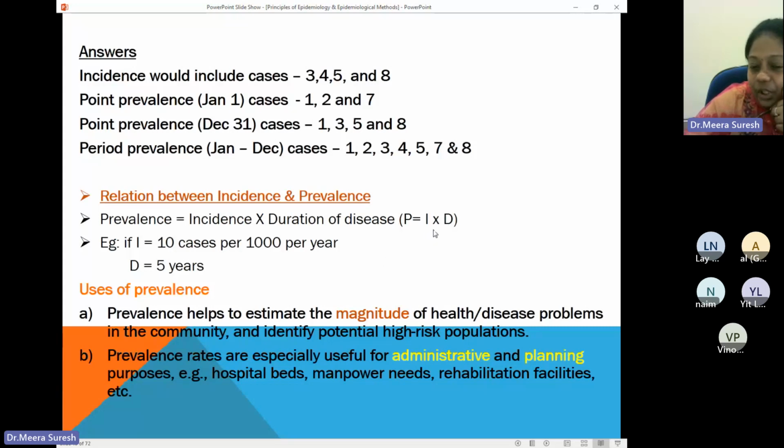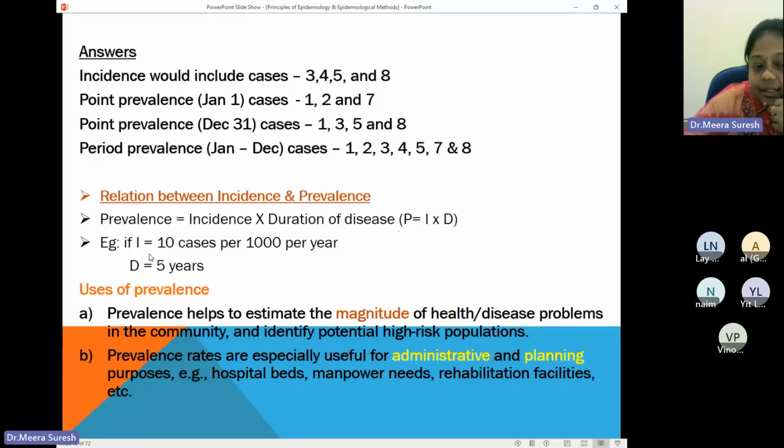If we think about the logic also, we'll understand prevalence means it should be the old and new cases. So incidence will give the new cases, and D gives us the duration for how long the patient is affected by this disease. So prevalence, the simple formula, will be incidence into duration.